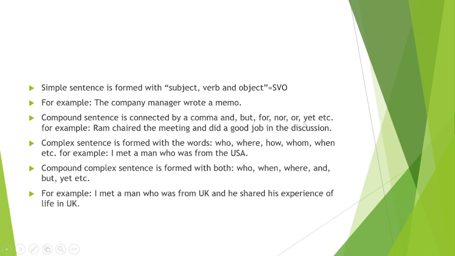And a compound sentence is connected by a comma and words like and, but, for, nor, or, and so on. There are so many conjunctions. We use conjunctions while making a compound sentence. For example, Ram chaired the meeting and did a good job in the discussion. Ram is the subject. Chaired is the verb. The meeting is the object. And is a conjunction, and it joins the two parts. So it is called a compound sentence.